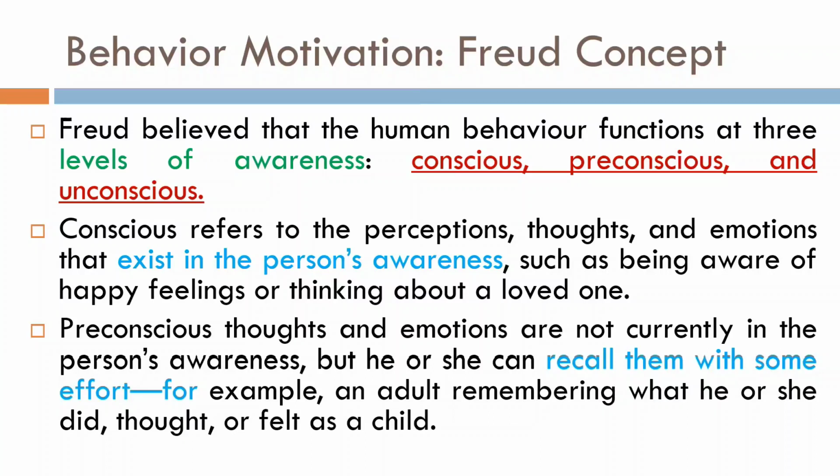Preconscious is when the person can recall the event with some effort. It is not in the conscious mind. The person is not aware of the emotion, feelings, or thought, but it can be surfaced to the consciousness. For example, an adult remembering what he or she did, thought, or felt as a child. So childhood memories surfacing into the consciousness belong to the preconscious part.